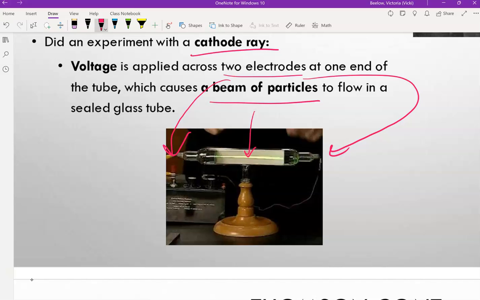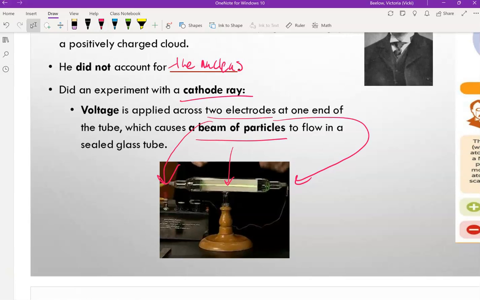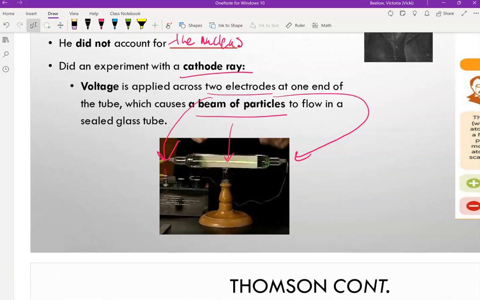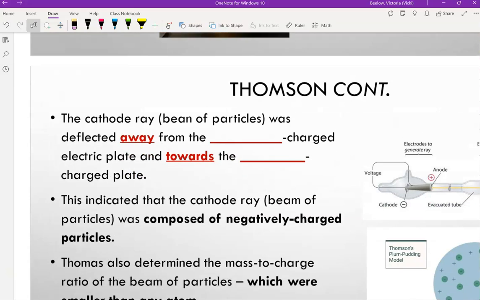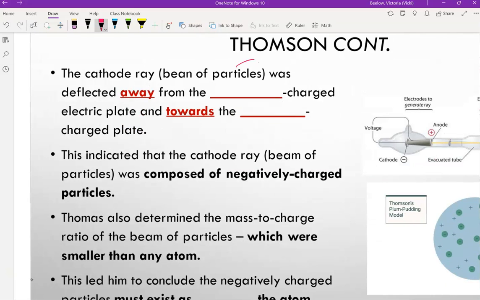So you can see right there, that's the beam of particles. And this is electricity, which is just electrons moving. That's why it's called electricity. And then what he did was he put a magnet near this to see what would happen. So this beam of particles, which is electrons, that's what electricity is.